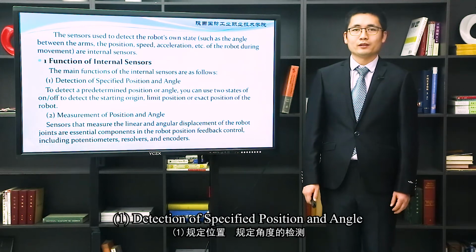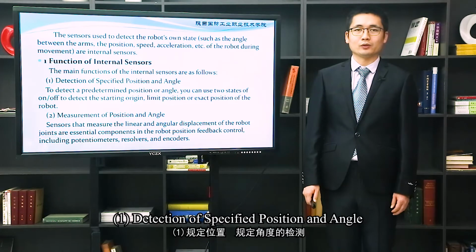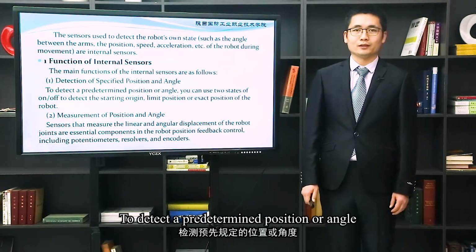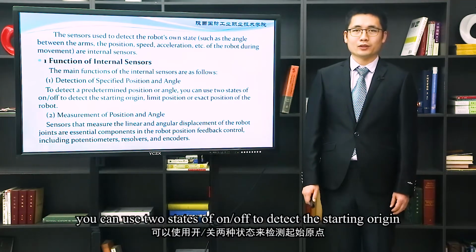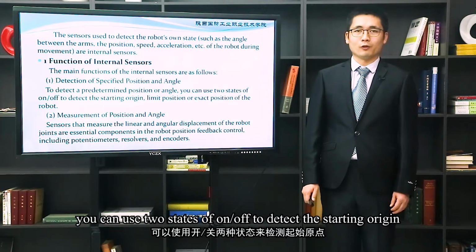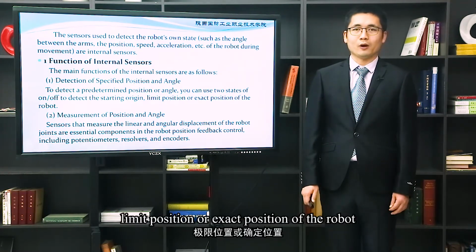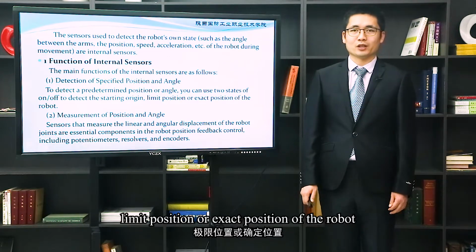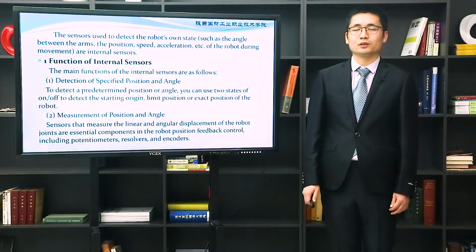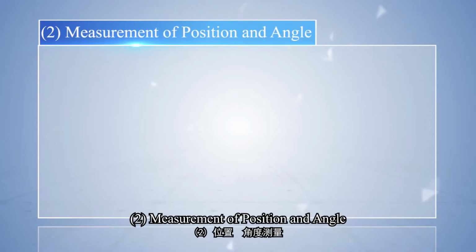1. Detection of specific position and angle. To detect a predetermined position or angle, you can use two states of on or off to detect the starting origin, limited position, or exact position of the robot. 2. Measurement of position or angle.